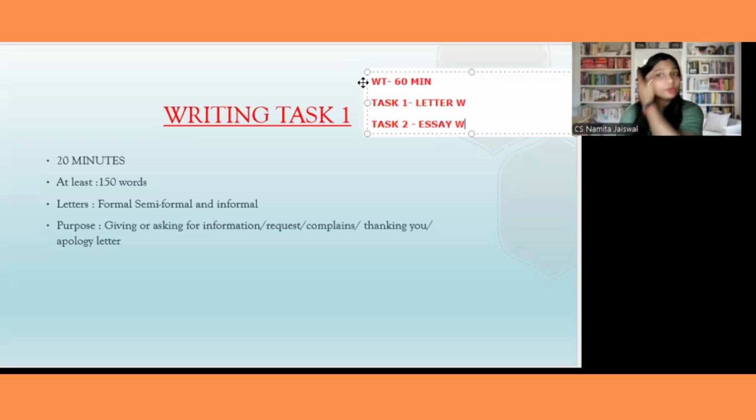IELTS suggests that we not spend more than 20 minutes on writing Task 1. What's the main reason here? There are two reasons. Number one, you have to write more in Task 2 compared to Task 1. In Task 2, you have to write at least 250 words, that's a minimum, whereas in letter writing, you only have to write 150 words. The other reason is that writing Task 2 has more weightage compared to writing Task 1.